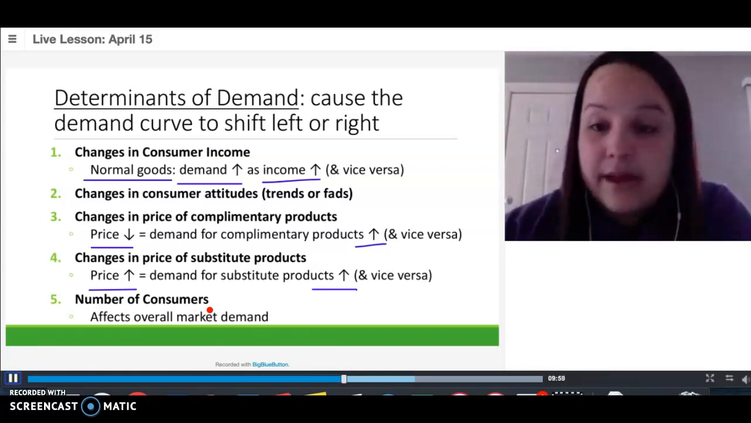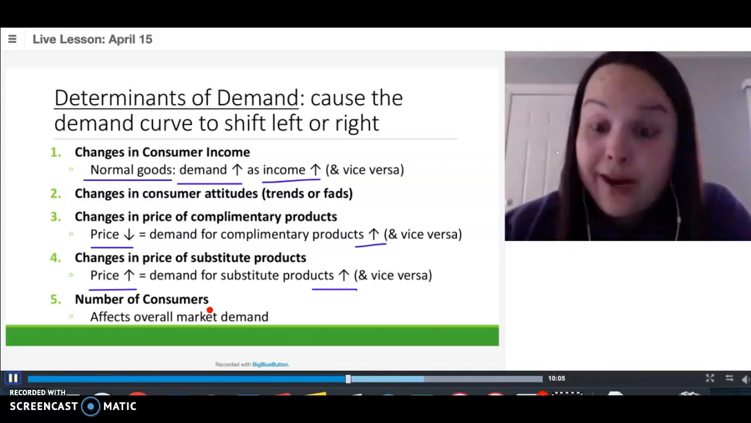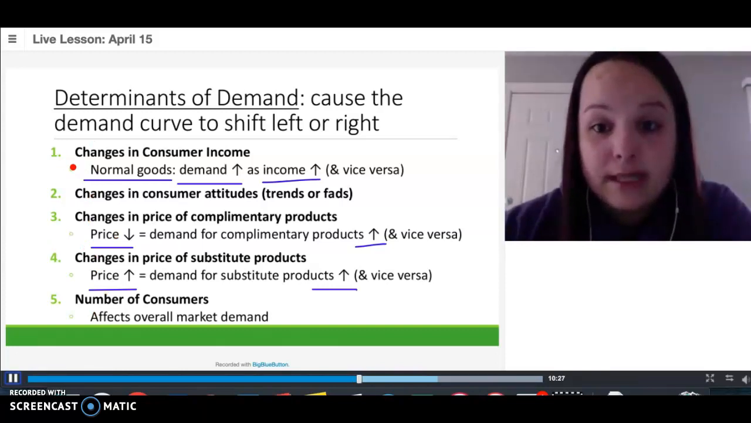Especially within the last month or two in the United States, within the last couple of months, the demand curve for hand sanitizer has increased significantly. So we've seen that shift to the right because so many more people are buying it. So the number of consumers can also cause the demand curve to shift, whether that's increasing or decreasing. So these are the 5 different types, or 5 different events, if you will, that can shift a demand curve, whether it's increasing it or decreasing it.